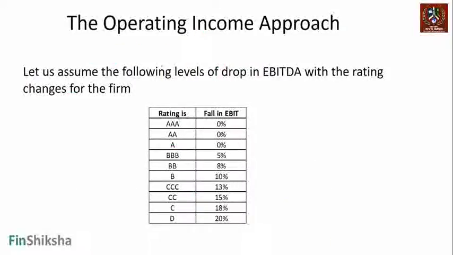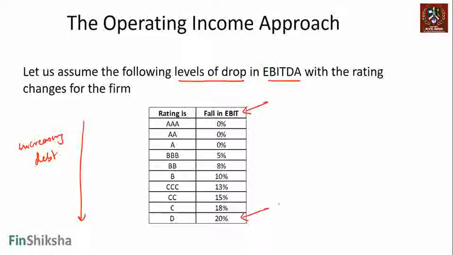So under the operating income approach, the first thing we'll have to figure out is what is the level of drop in EBITDA or EBIT with the changes in the rating for the firm, right? So we are saying as the firm keeps increasing the debt, your rating falls. As the rating falls, EBIT of the firm also falls by this amount. So when we say that the rating has gone to D, we are saying EBIT will fall by 20%. And these numbers could be different.